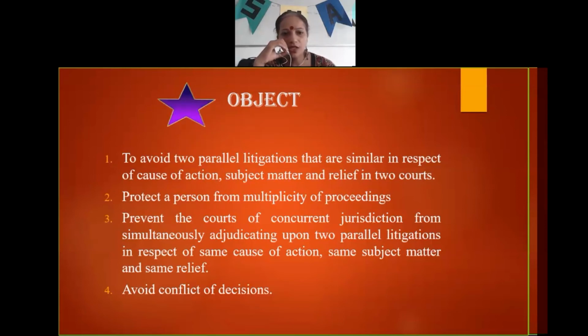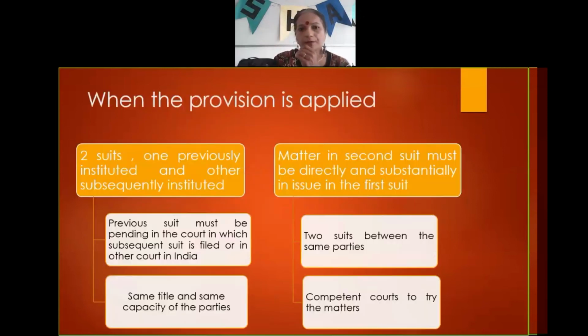And the fourth object is to avoid conflict of decisions, because whatever decision the court gives, there has to be a decision which can be legally operated. Hence, in order to avoid a conflict in decisions, res sub judice has proven to be a very helpful tool. So this is nothing but the object of res sub judice.